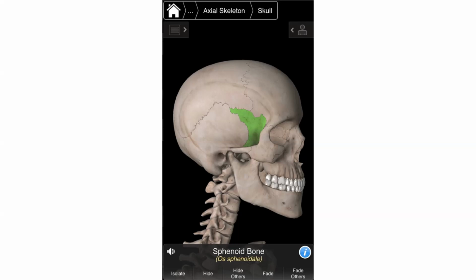The sphenoid sits in the junction between, so you've got the frontal bone here that we already talked about, the parietal bone that we just talked about, and then one that we haven't, which is the temporal bone. So the sphenoid sits kind of between those three. It also encompasses part of the sinuses and part of the eye socket.